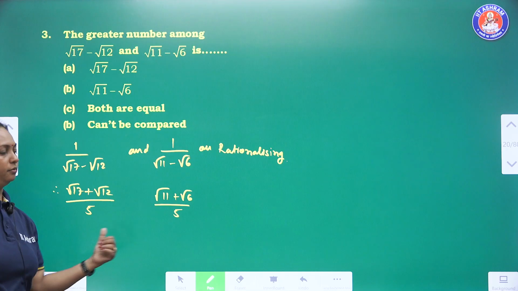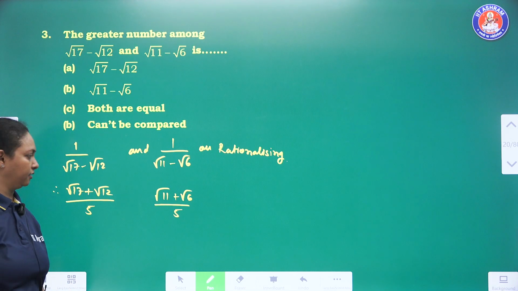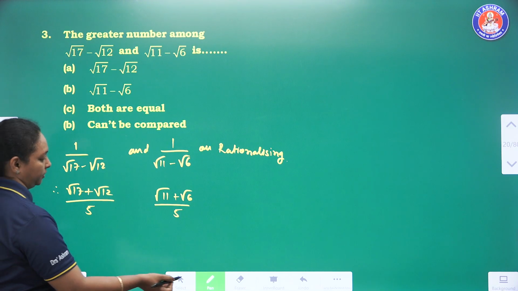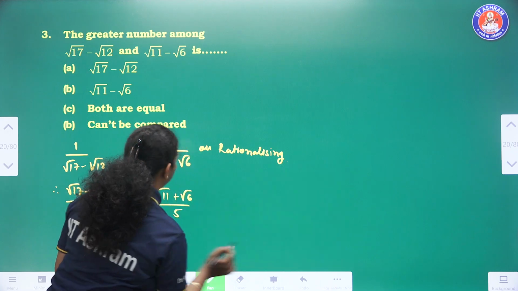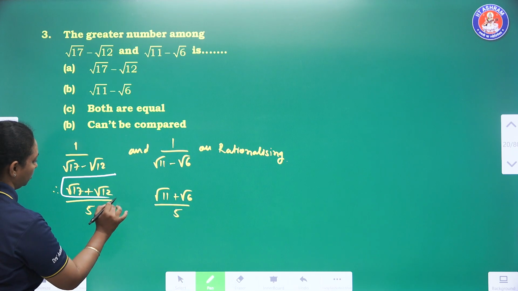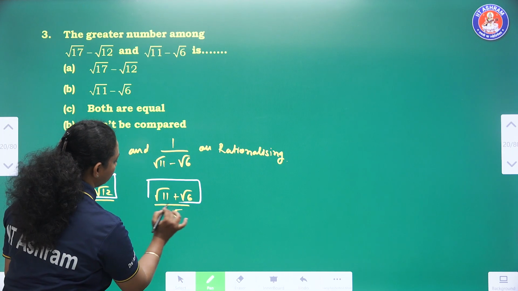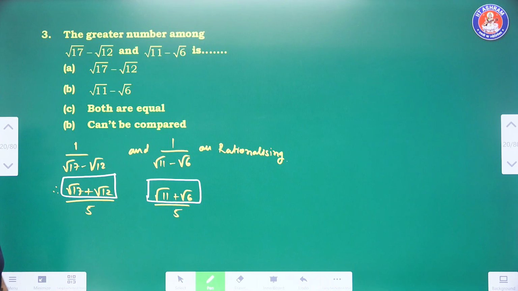So as you know, both the numbers have the same denominator. So now we have to look at the numerator, right? So root 17 plus root 12 and root 11 plus root 6, both the values are greater.